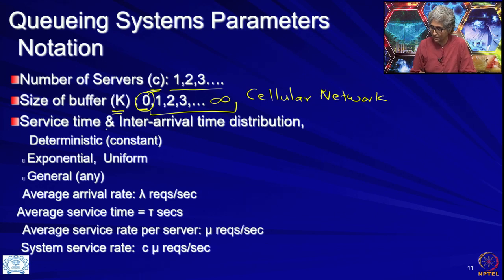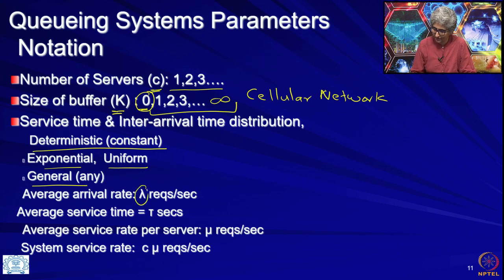Then for service time and inter arrival time distributions, there are various standard distributions that people assume. There is of course constant. If the service time is just fixed for every request, then you can assume constant. The formal word for it is deterministic. Then there are distributions like exponential, uniform. You would have learned this in your undergraduate mathematics. And general means it is not a standard distribution.